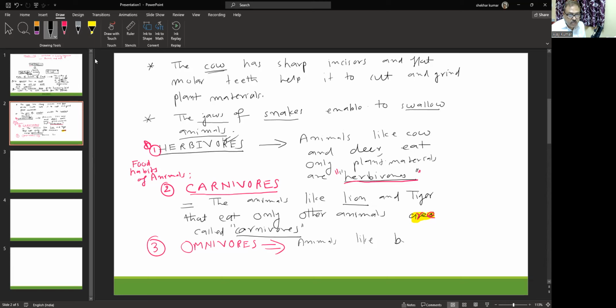Animals like bear and human beings, both human beings, that eat both animals and plants, are called omnivores. Children have to remember all these terms carefully, okay?